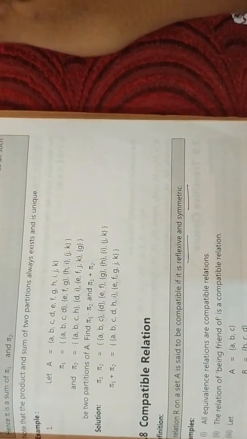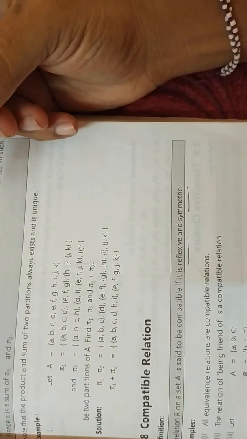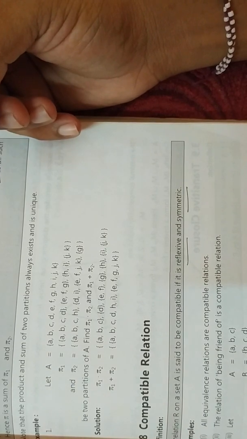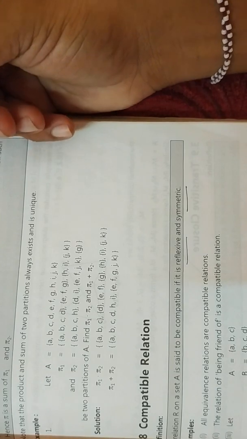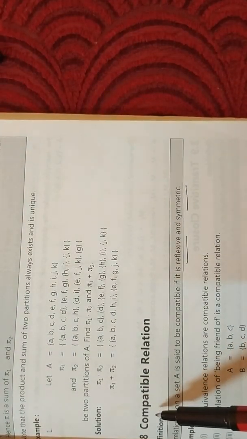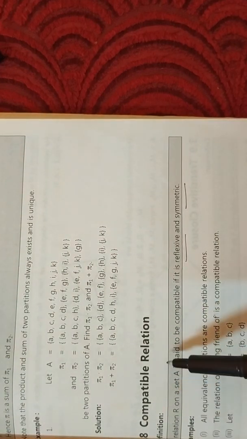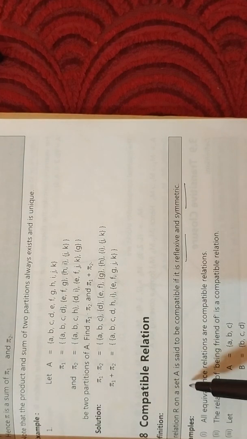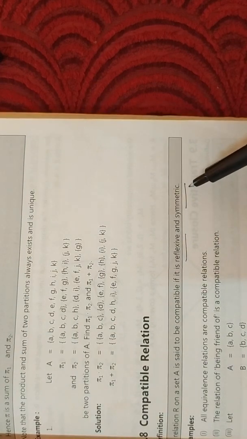Okay, so now let us discuss the next point, that is compatible relation. In our earlier session we have discussed various properties like reflexive, irreflexive, not reflexive, symmetric, asymmetric, antisymmetric and transitive. So here we'll discuss the next term, that is compatible relation. See what exactly compatible relation is. A relation R on set A is said to be compatible if it is reflexive and symmetric.